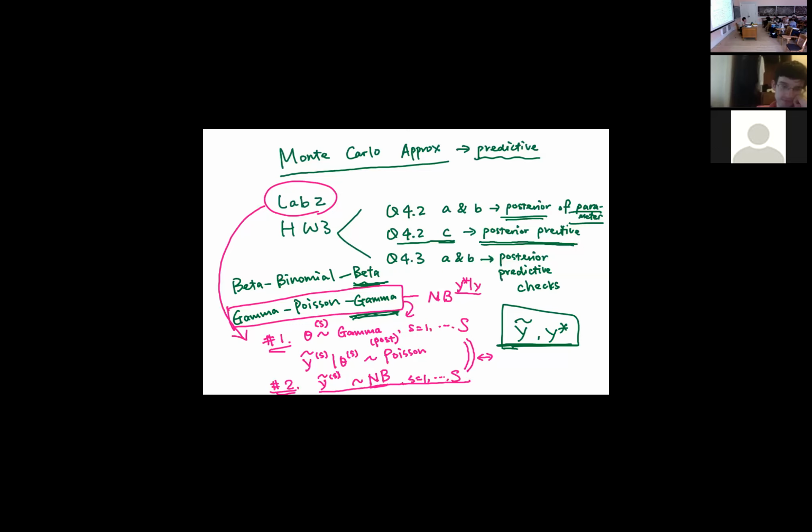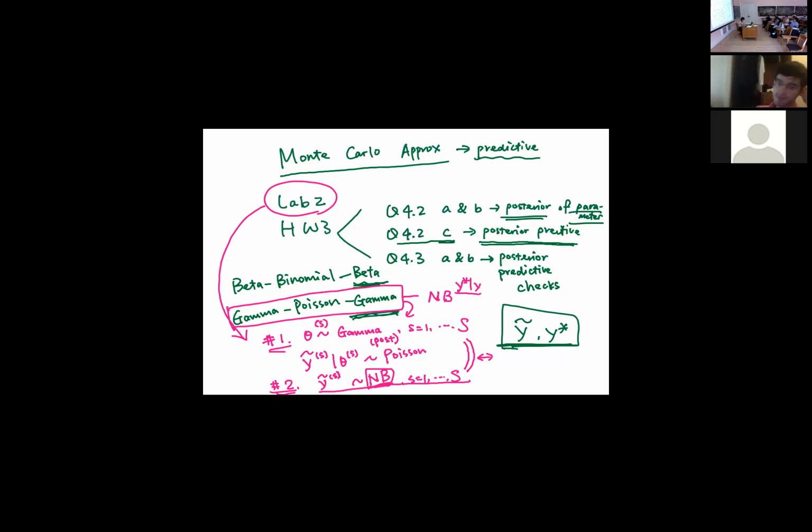Yes? So you say that if you don't have the posterior distribution, then you should use the predictive distribution. But to derive the distribution, I thought you needed to know the posterior. Yeah, sorry. So this is the posterior predictive distribution.